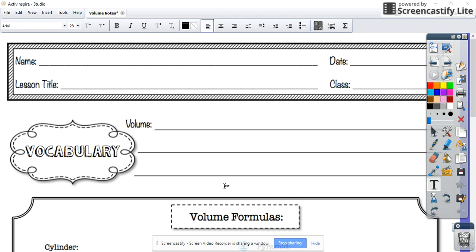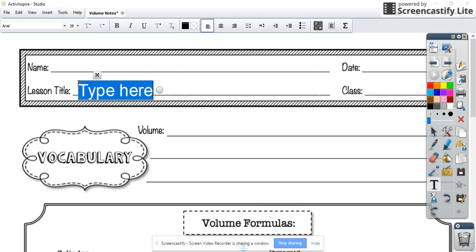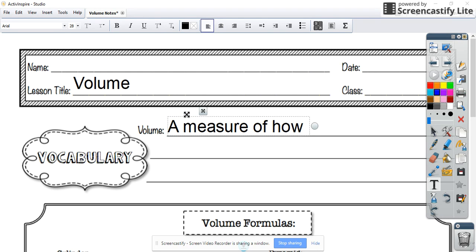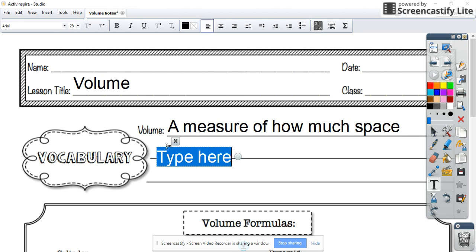Hello, this lesson is about volume. So we're going to call the title of this lesson volume, V-O-L-U-M-E, volume. The definition for volume is a measure of how much space a figure takes up. A measure of how much space a figure takes up.